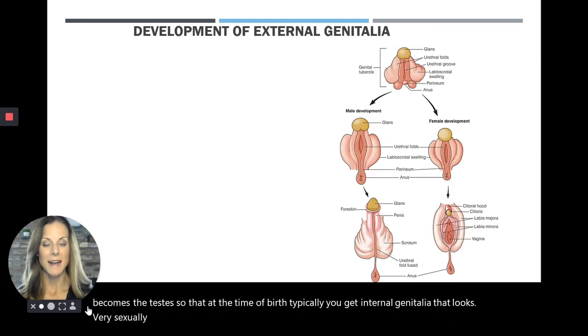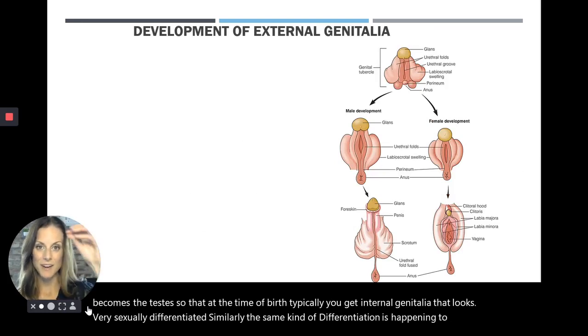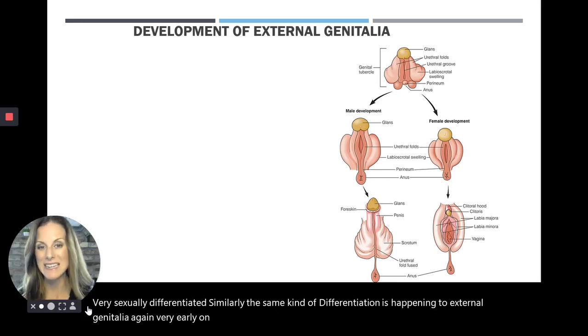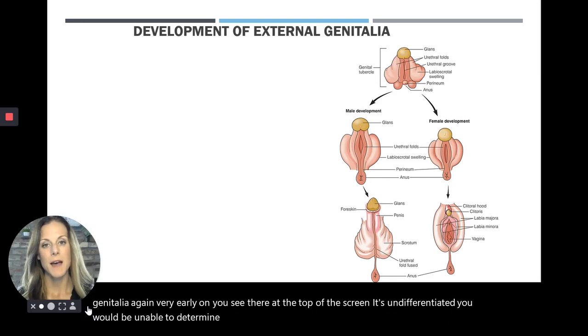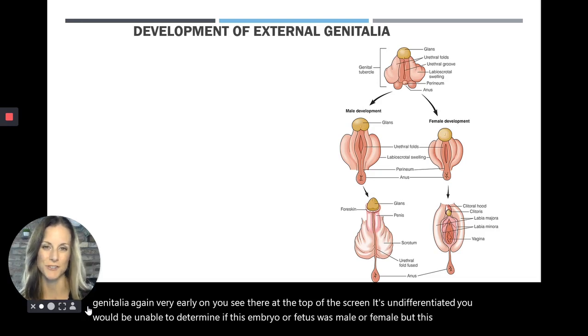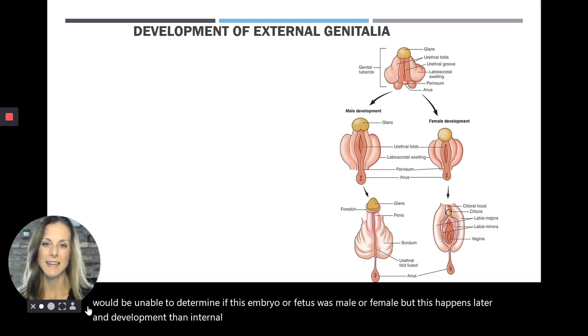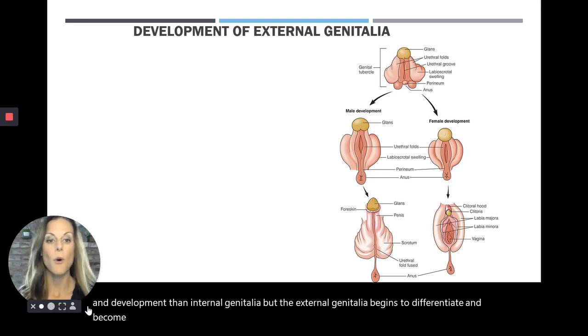Similarly, the same kind of differentiation is happening to external genitalia. Again, very early on, you see there at the top of the screen, it's undifferentiated. You would be unable to determine if this embryo or fetus was male or female. But this happens later in development than internal genitalia. But the external genitalia begin to differentiate and become either typically male or female.